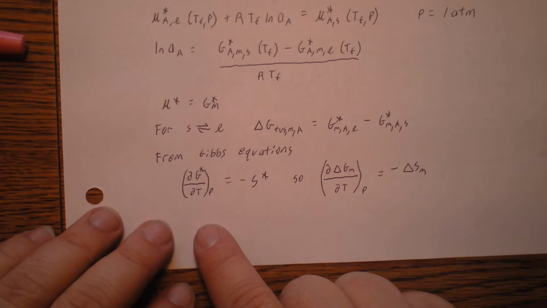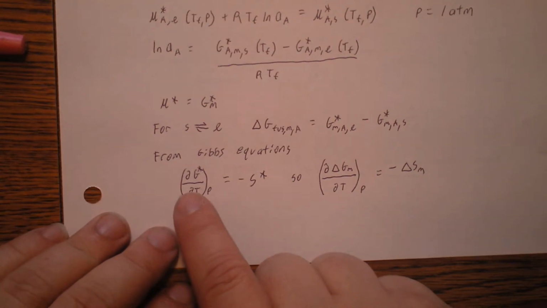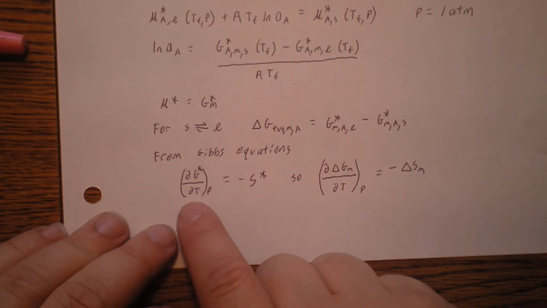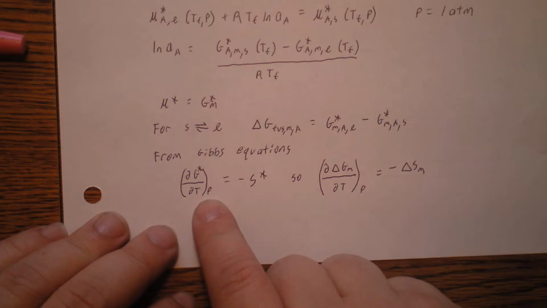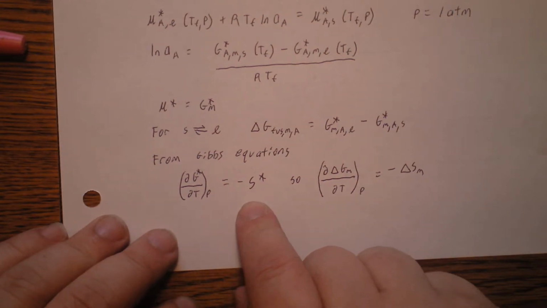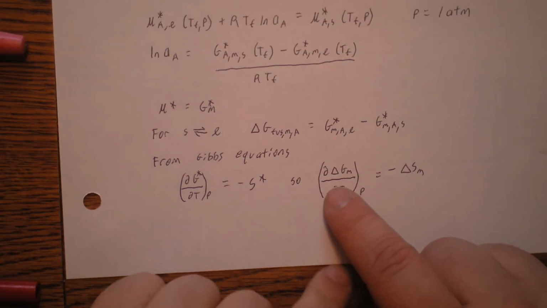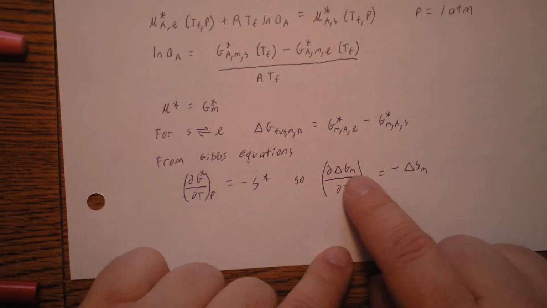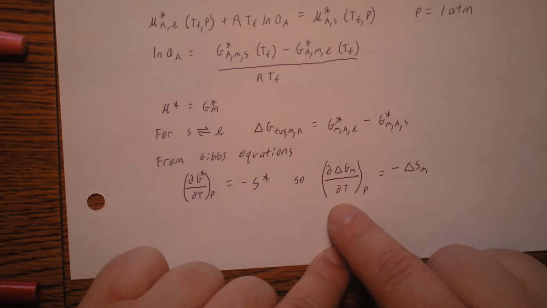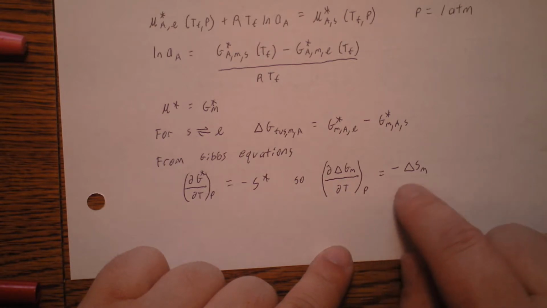Now, from the Gibbs equations, we know that the partial derivative of Gibbs free energy of the pure substance with respect to temperature holding pressure constant is equal to minus the entropy of the pure substance. So that works for deltas too. So we get the partial derivative of the change in the molar Gibbs free energy with respect to temperature holding pressure constant, and that's equal to minus the change in molar entropy.